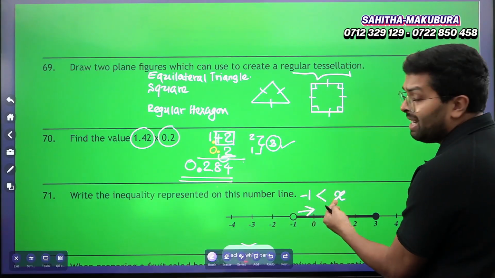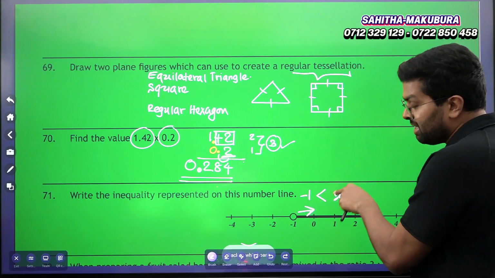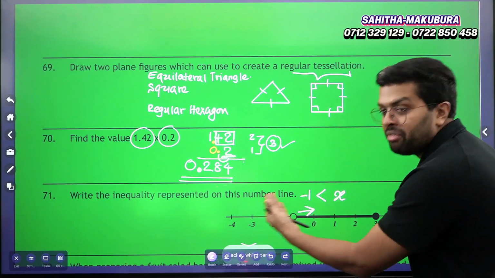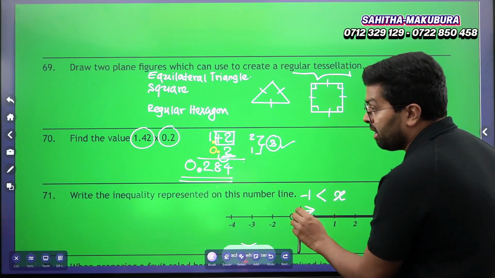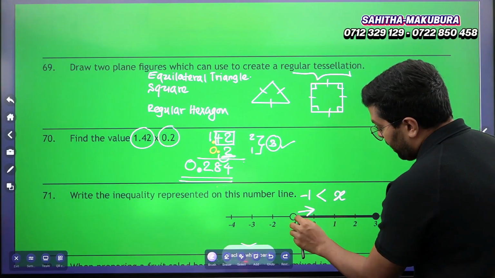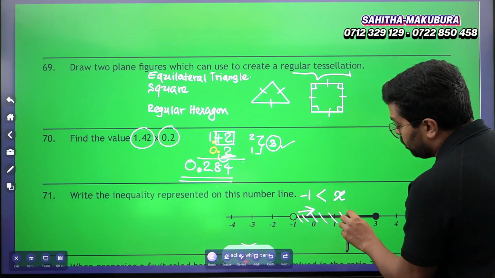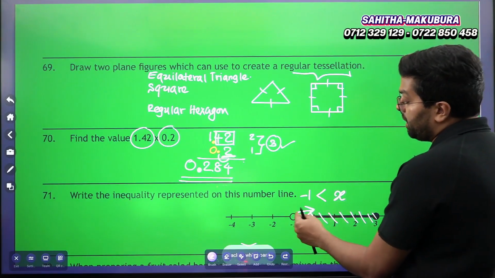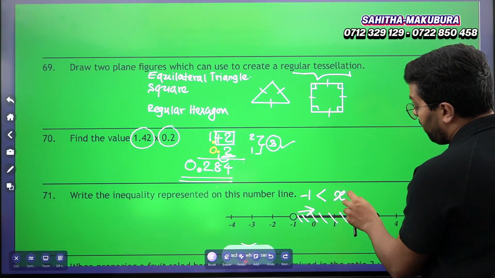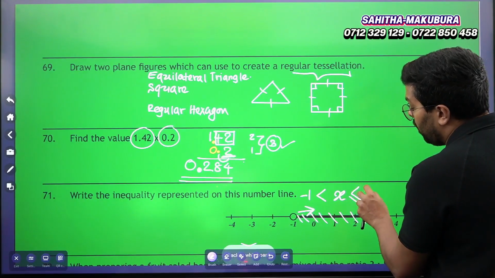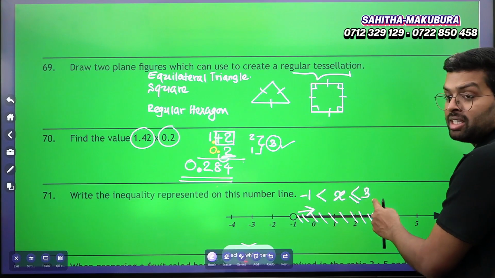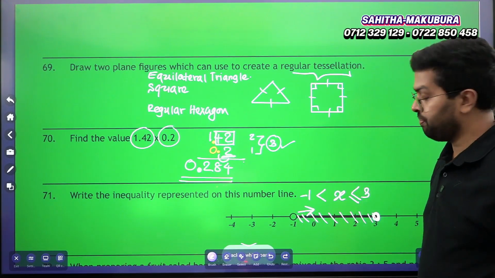Minus 1 is less than x. x is greater than minus 1. Both are correct, okay? We are reading from left hand side to right hand side. Whatever values you have in between these two should be greater than minus 1. But it should be equal or less than 3, because this number 3 is shaded. That means it can be equal to number 3 as well.